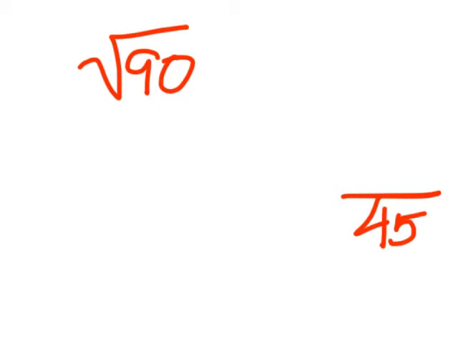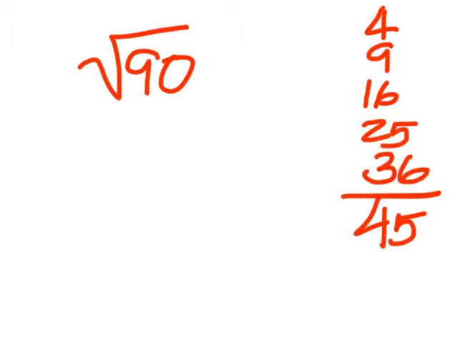In this example problem, it is square root of 90. What's my first step? What do I do first? I do something to 90. What do I do to it? Cut it in half. What's half of 90? 45. So now we want all of our perfect squares up to 45. 4, 9, 16, 25, 36. 49 is the next one, but it's over 45.